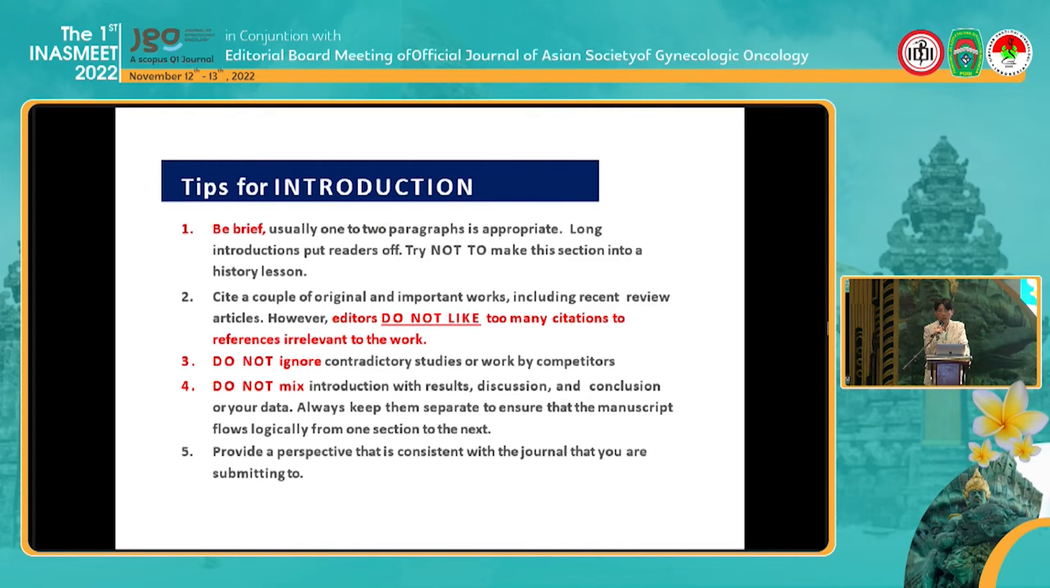So tips for the introduction include: be brief, usually one to two paragraphs is appropriate. A long introduction puts readers off. Second, cite a couple of original and important works, including a recent review article. However, editors do not like too many citations of references irrelevant to the work. So do not describe history. Do not ignore contradictory studies or work by competitors. Do not mix the introduction with results, discussion, and conclusion. And also provide a perspective that is consistent with the journal that you are submitting to.